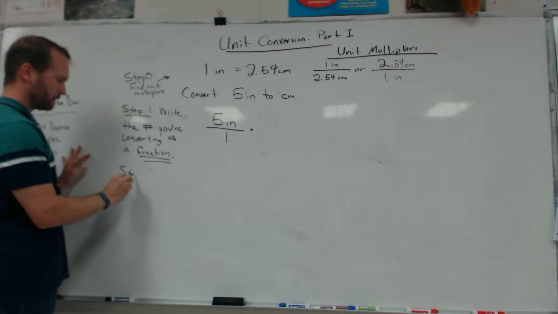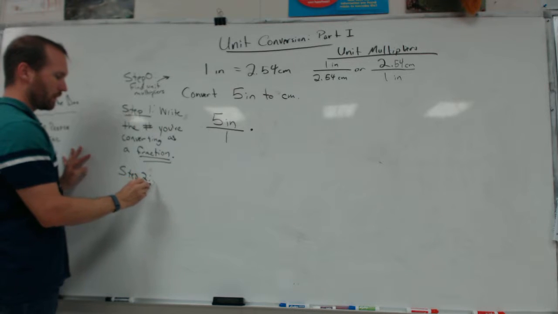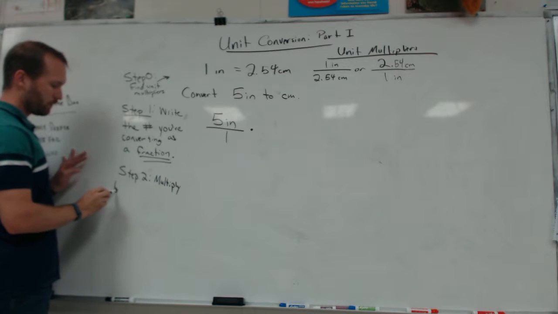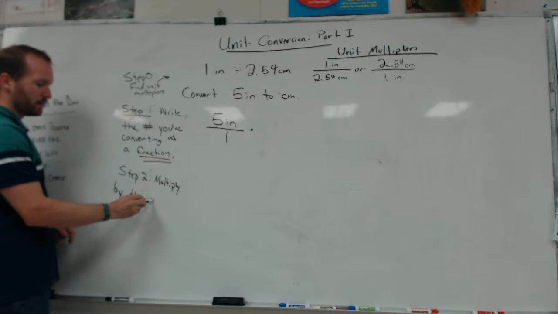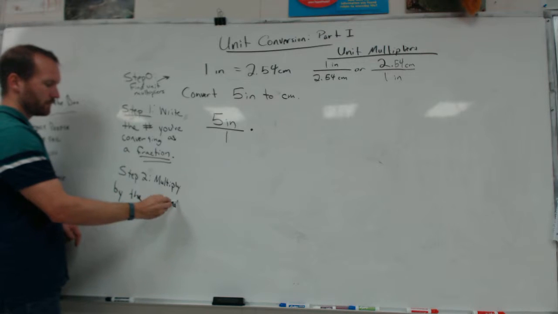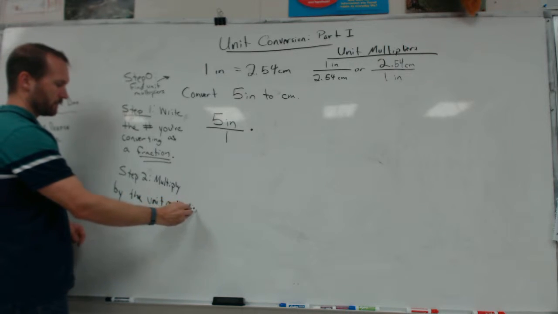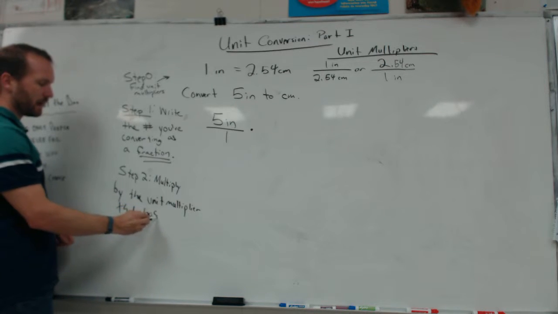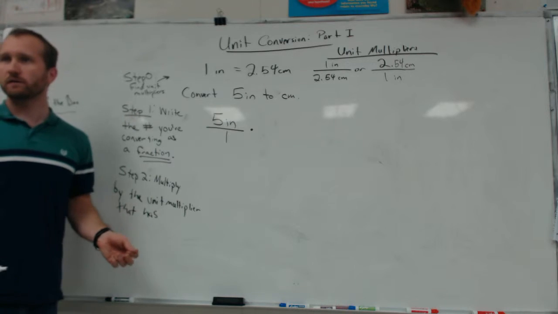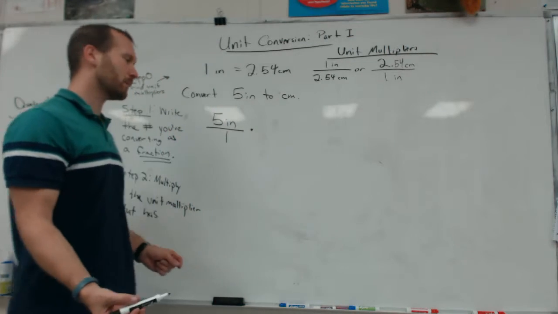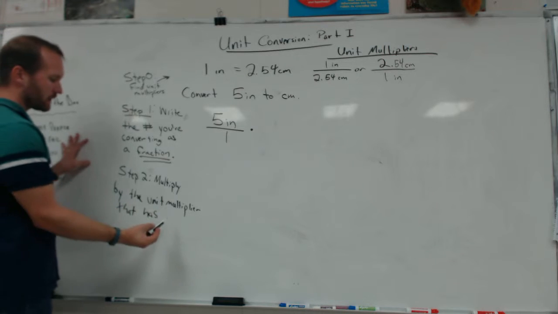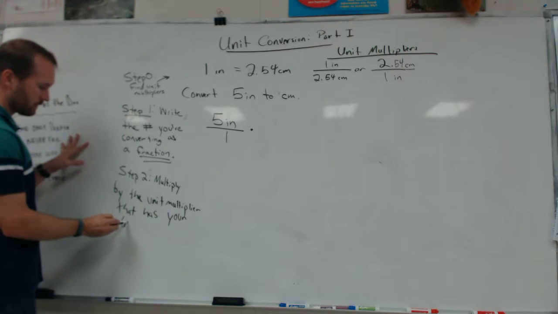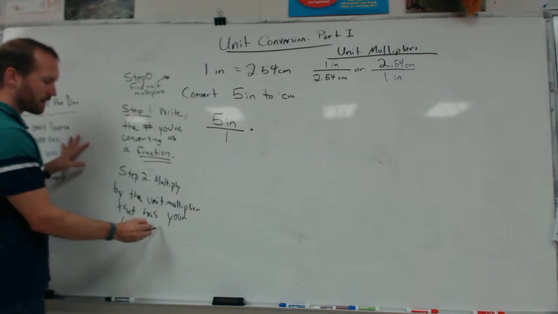Step 2, multiply by the unit multiplier that has, and this part will work today, this part will not necessarily work tomorrow when I give you a little bit more difficult problems, and I'll show you why. Multiply by the unit multiplier that has your unit in its denominator.